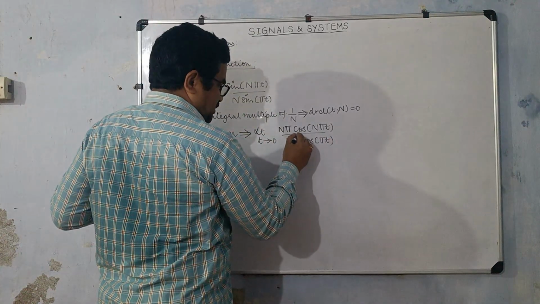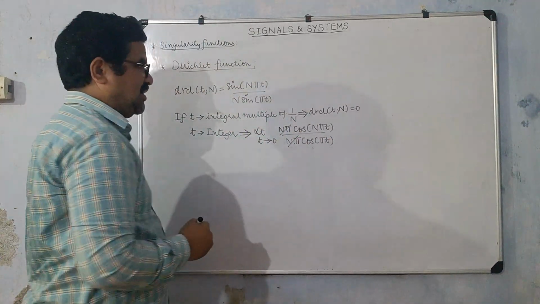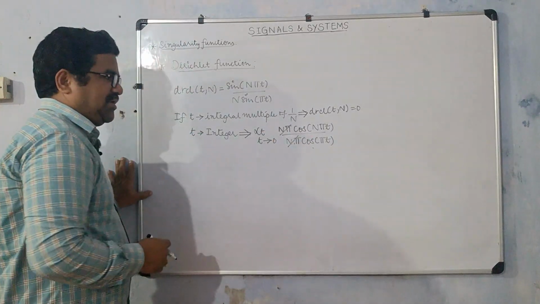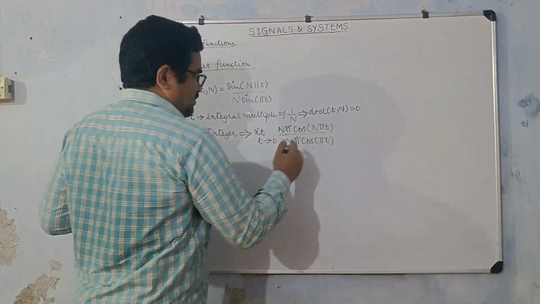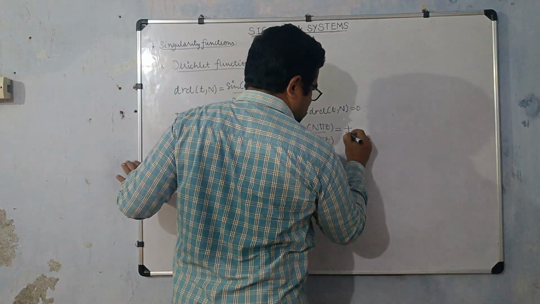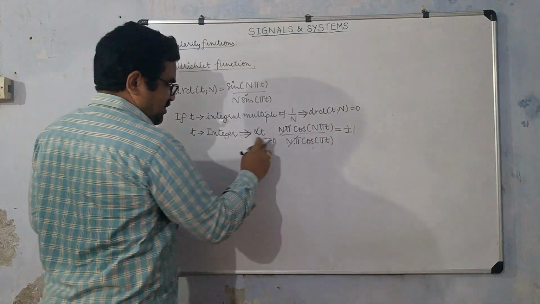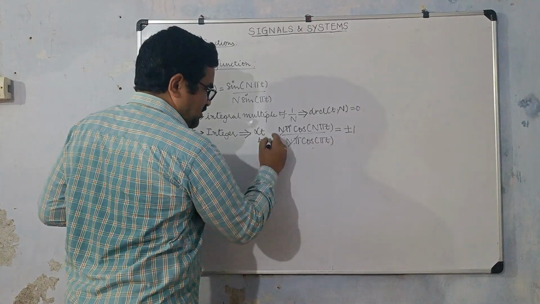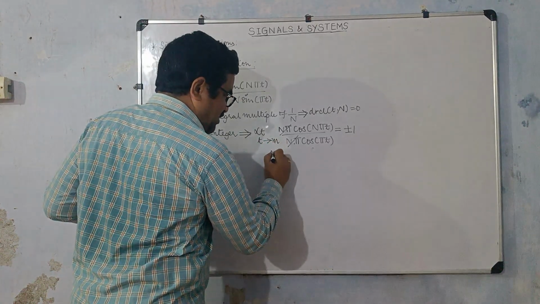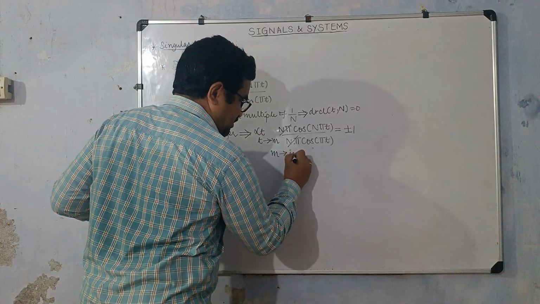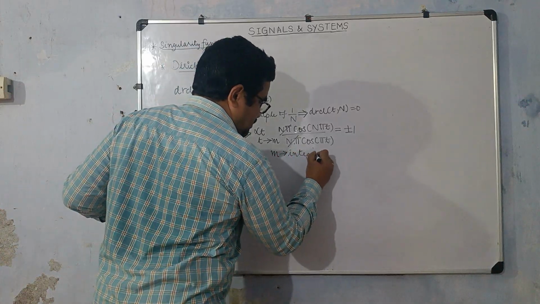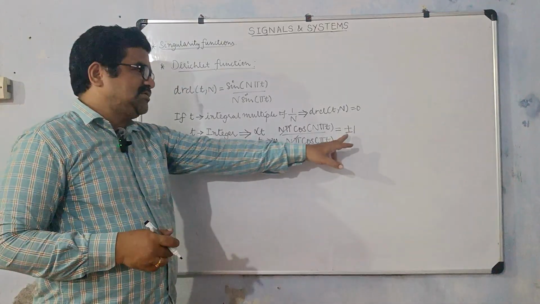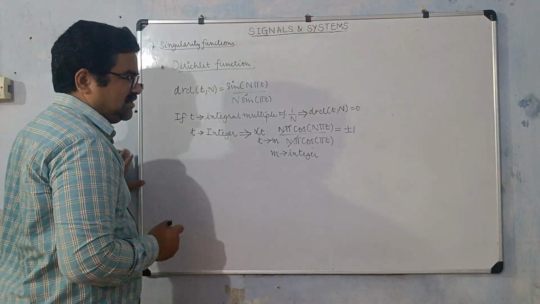Okay. So here, if n pi is getting cancelled, then the limit as t tends to 0 of cos(n pi t) by pi t is equal to plus or minus 1. Here t tends to m, where m is an integer. For all integer values, it is going to be equal to plus or minus 1. Now let us see when it is plus 1 and when it is minus 1.